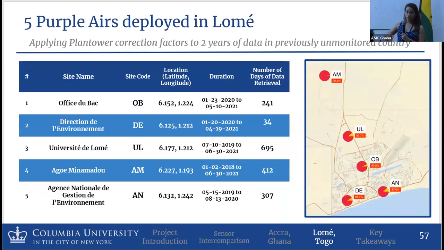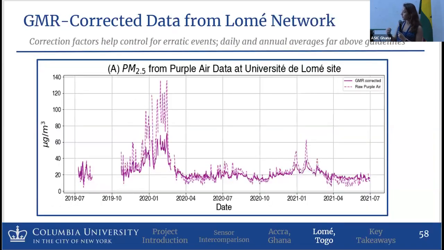This is a map very similar to the Accra map, and again, the pie charts show the number of days over WHO guidelines. Here we are showing the change in the PM2.5 when you correct the data from the sensor. So the dotted line is the Purple Air raw, and then the GMR line corrected is the solid line.